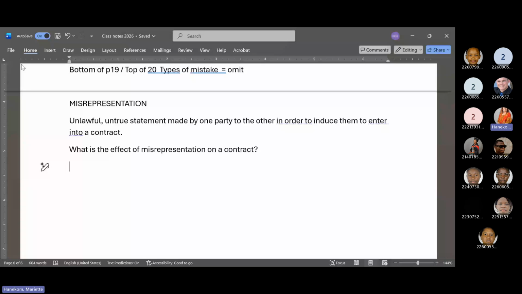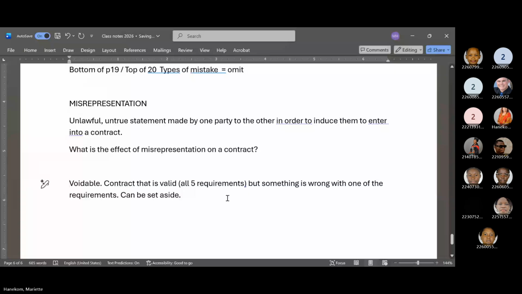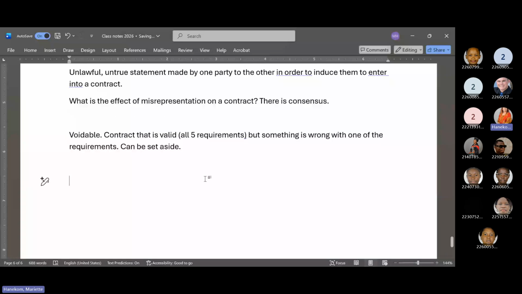What is the effect of misrepresentation? There is consensus. She has agreed to buy the car. There is consensus, but it is based on my misrepresentation. So there's something wrong with the consensus, which means the contract is voidable. What are the legal consequences? What are the effects? It depends on the type of misrepresentation.